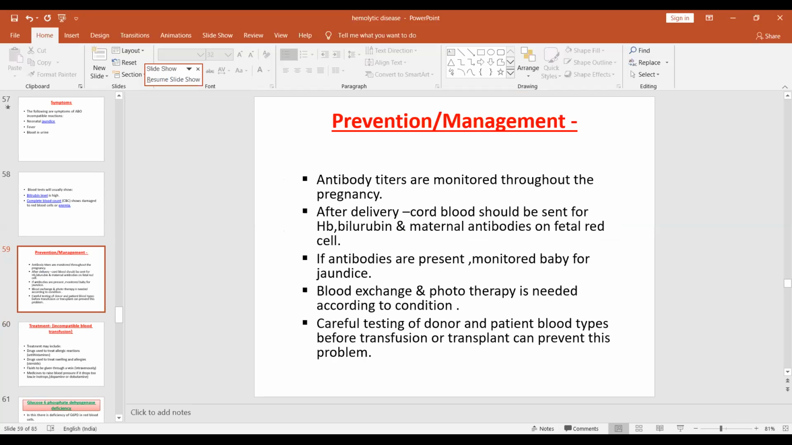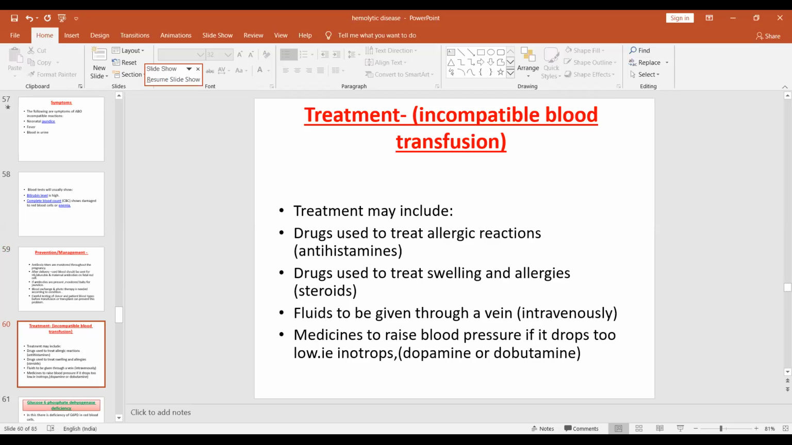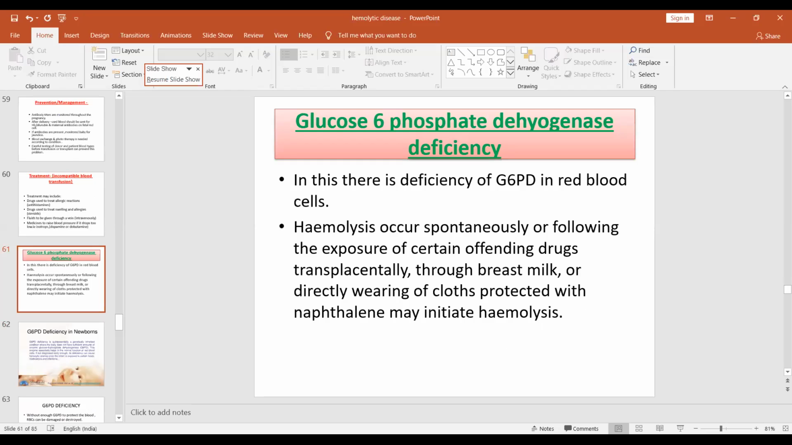Therefore, transfusion of the transplant can prevent this problem. Now the treatment: we have to give antihistamine drugs, steroid drugs, and intravenous transfusion only if needed. And medication to raise the blood pressure if the blood pressure falls, like dopamine.